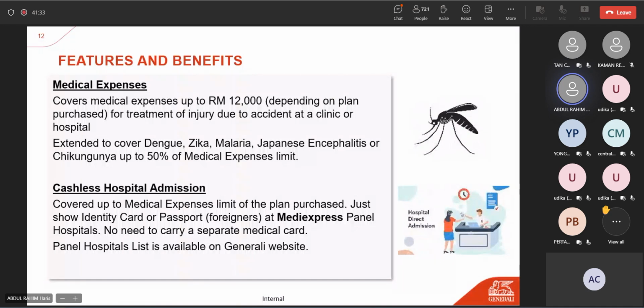So we try to make it simpler. Once you are insured under Smart PA Enhanced, you have access to many express panel hospitals. The list is available on the website, which has most of our major hospitals in the listing of MediExpress, and MediExpress is one of the major third-party administrators for insurers. So they have linked to most of the hospitals. But do check if you want to have details. Do check on our website. You click under MediExpress panel hospitals to see which hospitals allow cashless hospital admission for Smart PA Enhanced insurance.